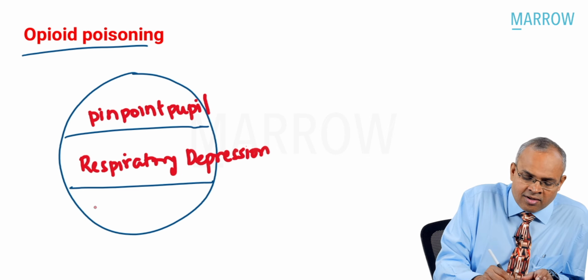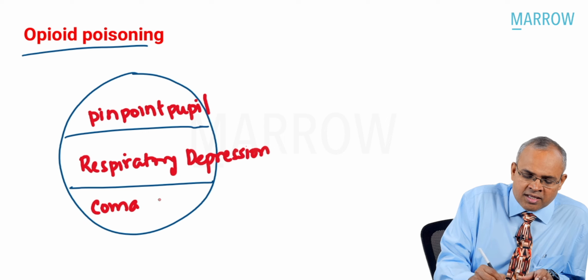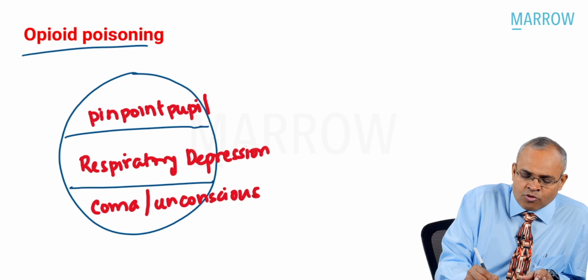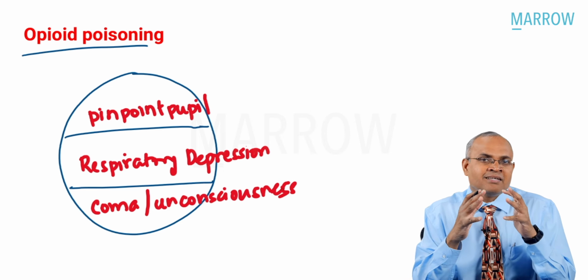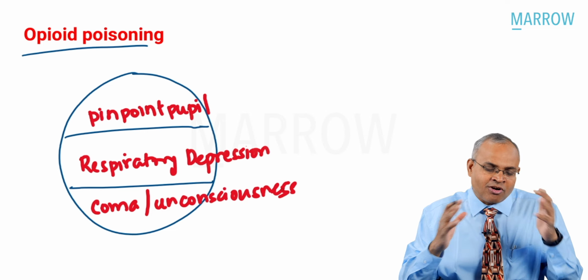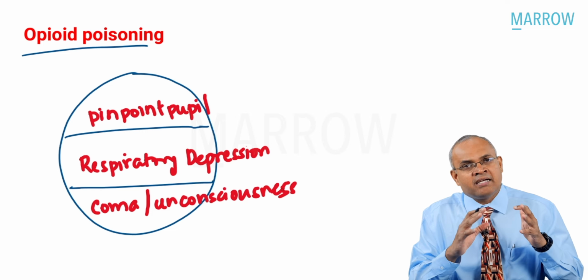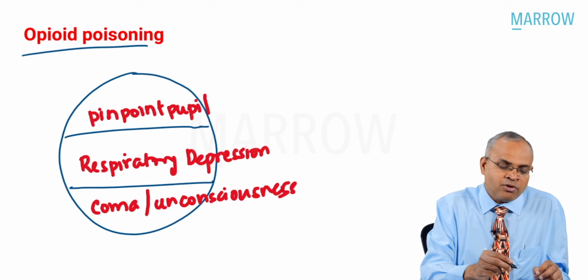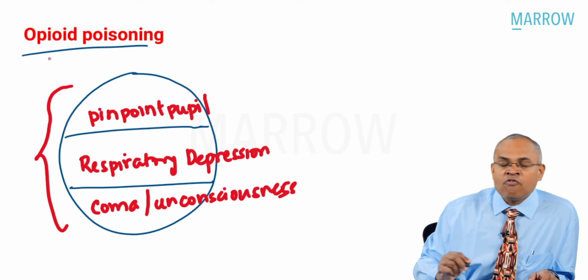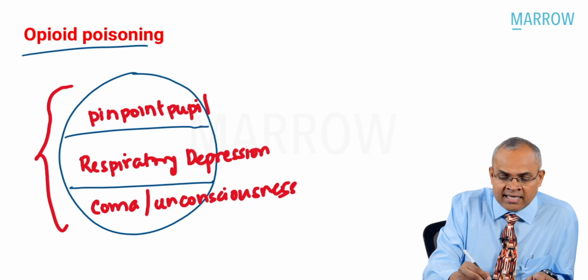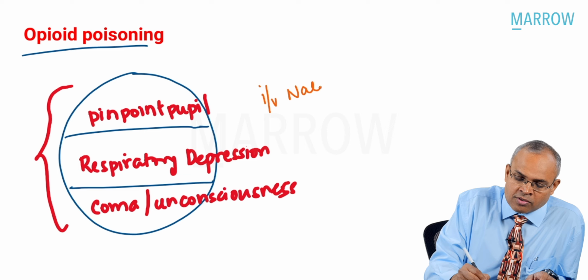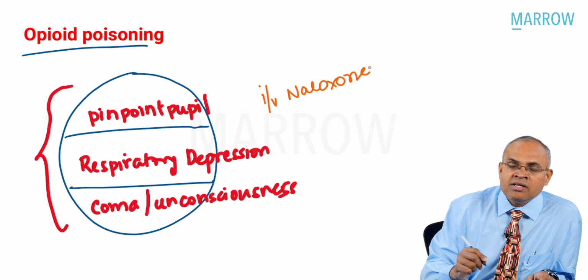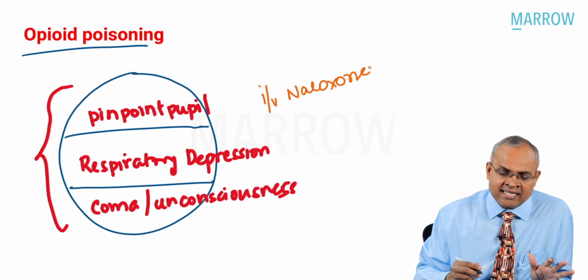They can mostly be in the state of coma or unconsciousness. So these are young people mostly who have fallen on the floor unconscious. That's how when you enter the room, you will find them unconscious, non-responsive, with respiratory depression and pinpoint pupil. The moment you see this kind of a combination, you should think of opioid poisoning. And how do you treat these patients? IV naloxone is the way you actually treat these patients.